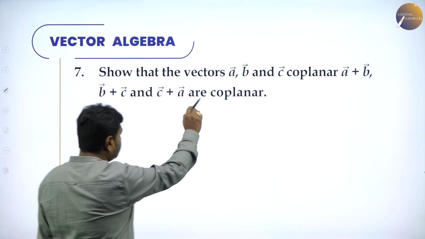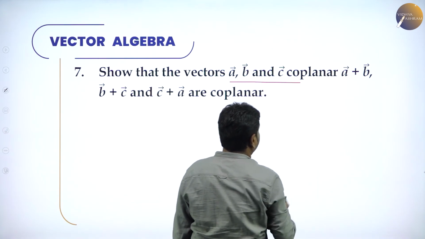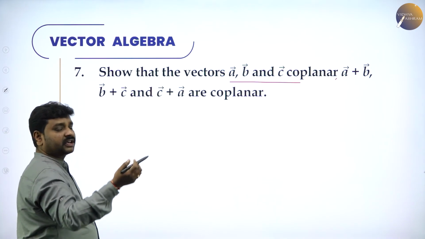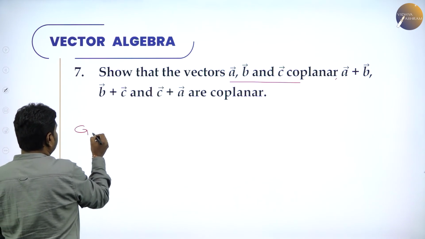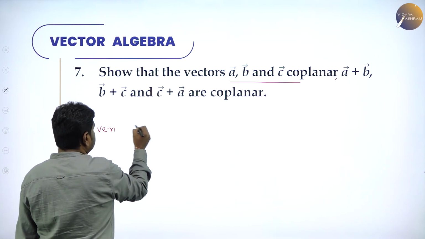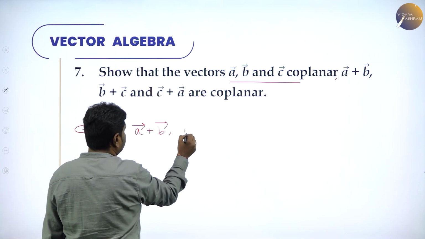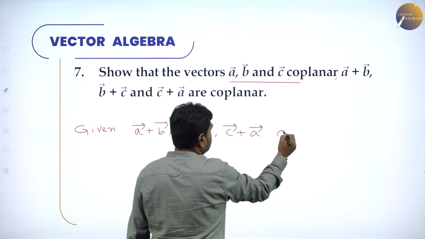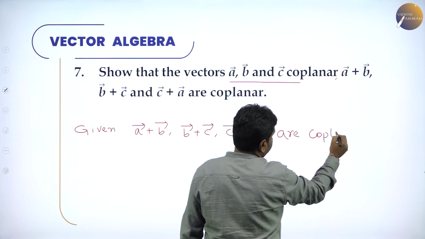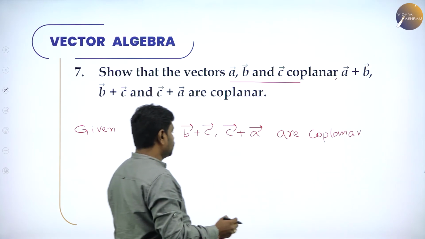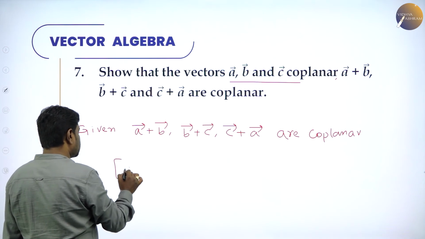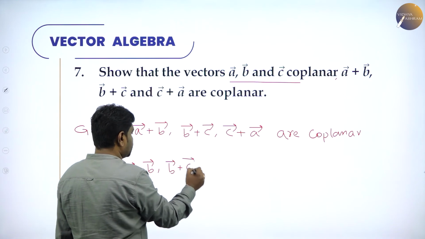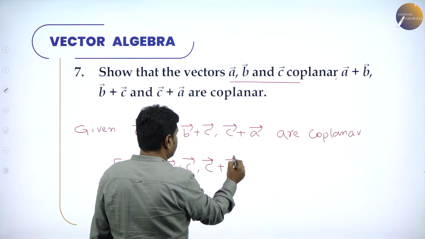Show that the vectors a, b, c are coplanar. They wanted to prove these 3 are coplanar, given a plus b, b plus c, c plus a are coplanar. See, first we'll write given. What is given? Given a plus b, b plus c, c plus a are coplanar. That means they gave box a plus b, b plus c, c plus a. Coplanar means what? This is 0.